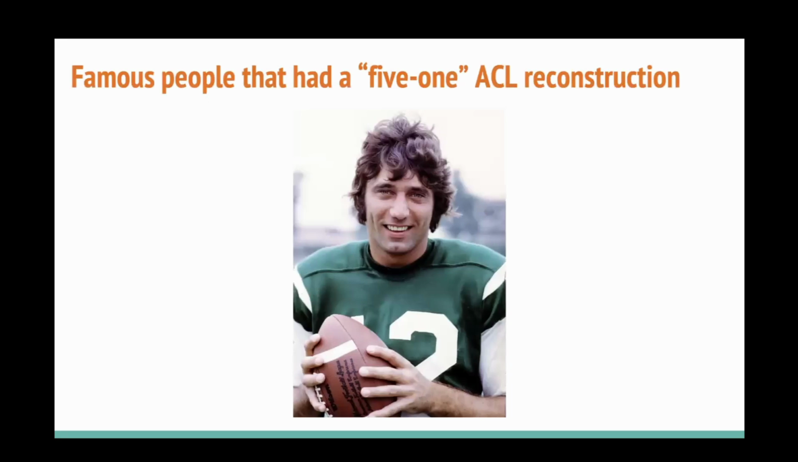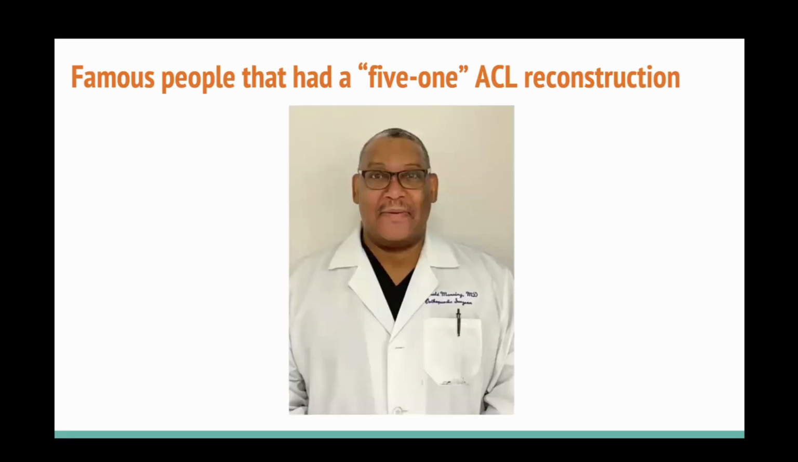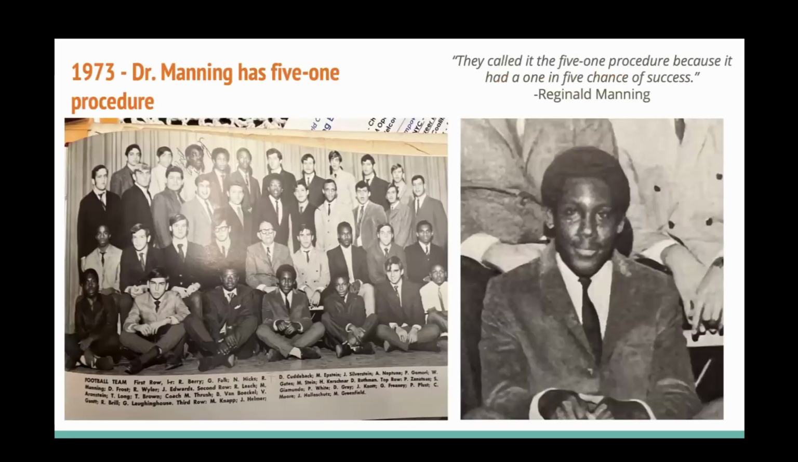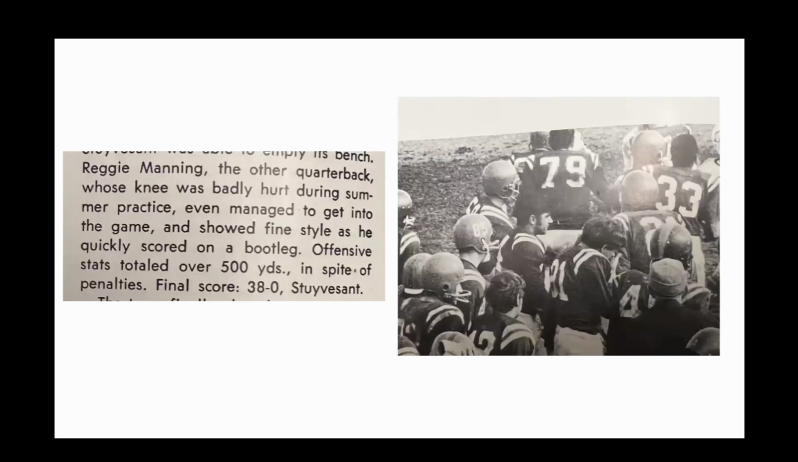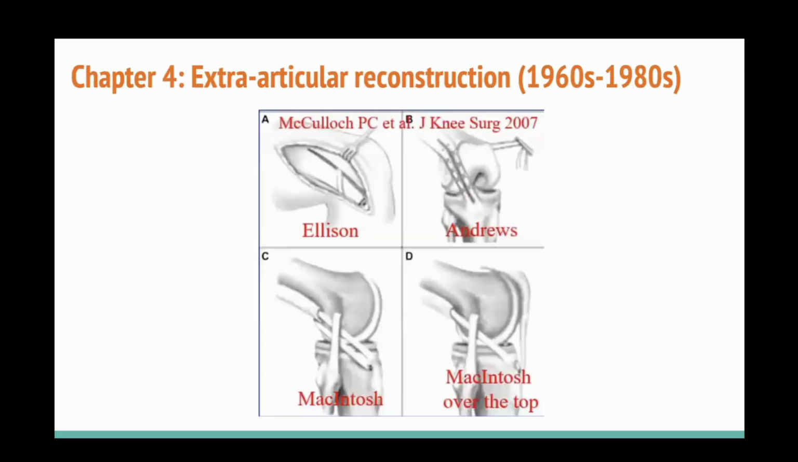So this is Broadway Joe Namath on the Jets, and he had a 5-1 ACL reconstruction. I don't know if you've seen him hobbling around, but it's debatable how well that surgery really worked. This is a mentor of mine from residency, Reggie Manning at Kings County Hospital, and he actually had the 5-1 ACL reconstruction. And Reggie says they called it the 5-1 procedure because it had a 1 in 5 chance of success. And here we see young Reggie playing football for Stuyvesant High School in New York City, leading the charge with a 38-0 score. So, surgery worked okay for him.